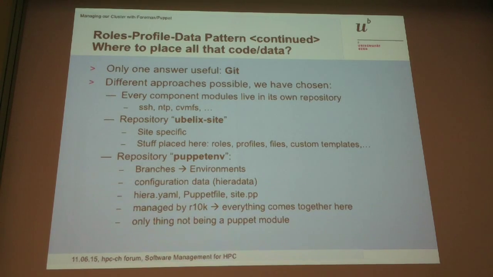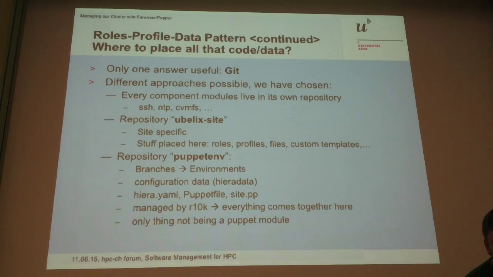And then we have another repository, the Puppet environment, where you have already seen we have those environments: development, testing, configuration. In this repository, you will find the Hiera data, the Hiera YAML, the Puppetfile with the dependencies to the modules, and our site.pp. And this is the repository that actually is pulled by R10K. Everything else is pulled from Git when R10K investigates this repository. So this is the top repository, and it's the only thing not being a Puppet module.